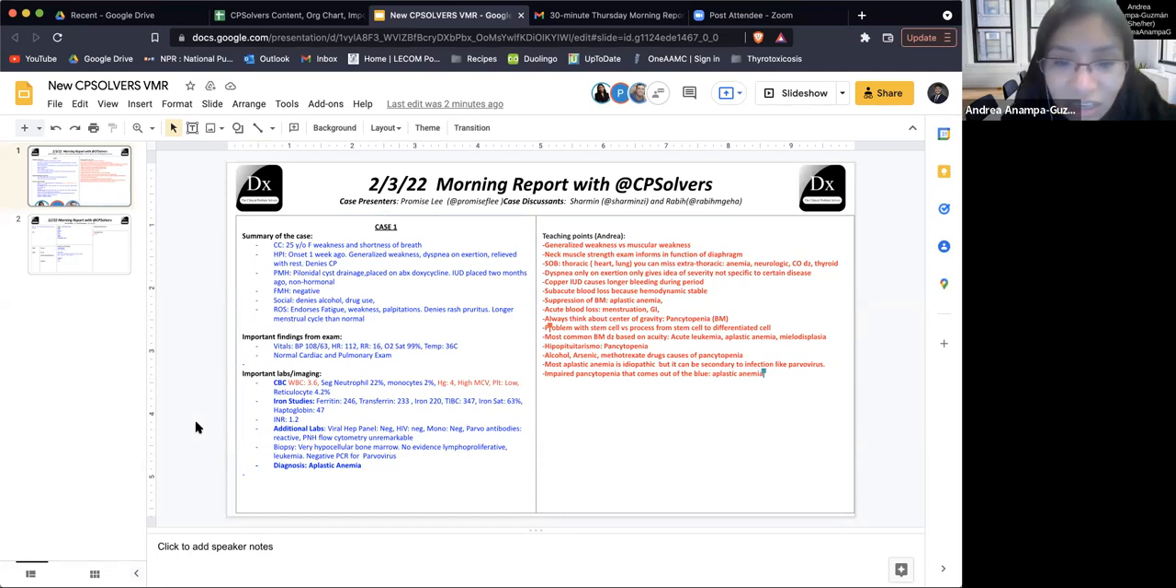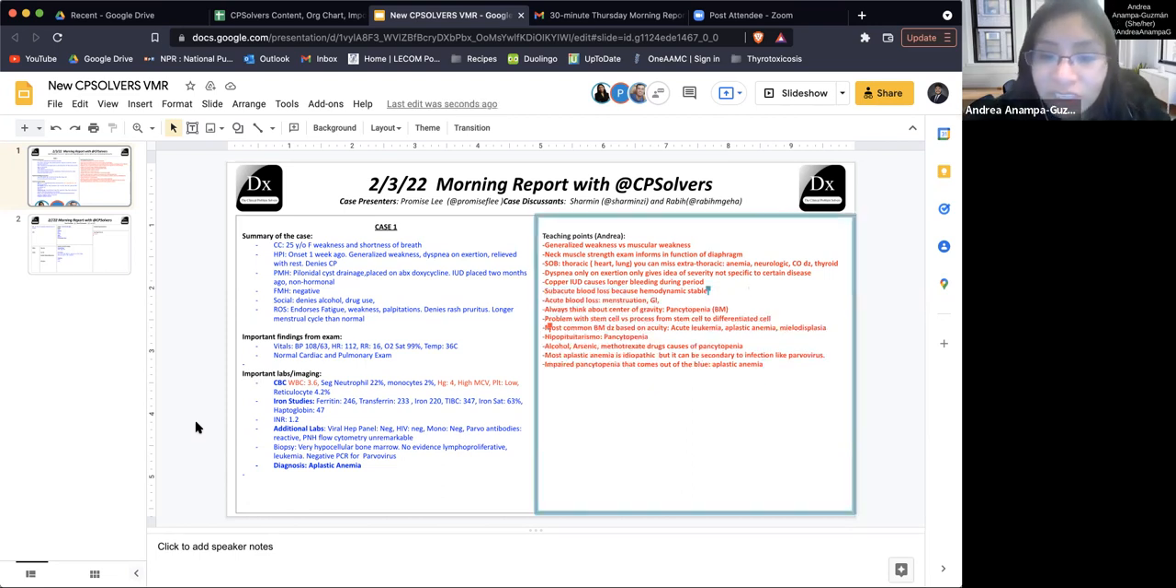The dyspnea only on exertion gives you an idea of the severity, but it's not specific to certain diseases. Something good to know is that a copper IUD causes longer bleeding during periods. Because this patient was hemodynamically stable, she may have had acute blood loss. So we think about the causes that will suppress the bone marrow. When we see a case, we try to always think of a center of gravity. In this case, it was the pancytopenia. And then we thought, is this a problem with the stem cell or a problem with the process of the stem cell becoming a differentiated cell?